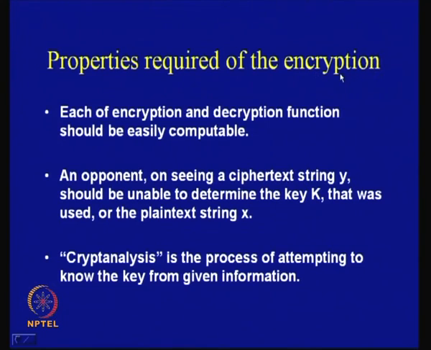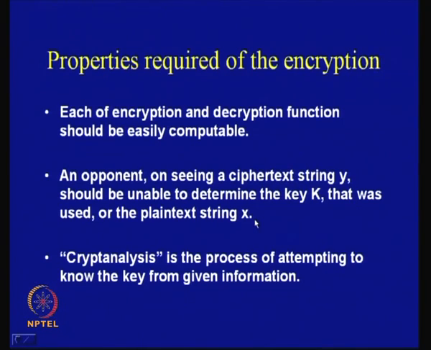Some of the properties that we will see: we can make changes to the encryption function, but it should satisfy some important properties. That is, each of the encryption and decryption functions should be easily computable. We have seen that in the case of the Caesar cipher, both the encryption and the decryption are quite easy to compute. And the other thing is that an opponent, on seeing a ciphertext string Y, should be unable to determine the key K that was used, or the plaintext string X.